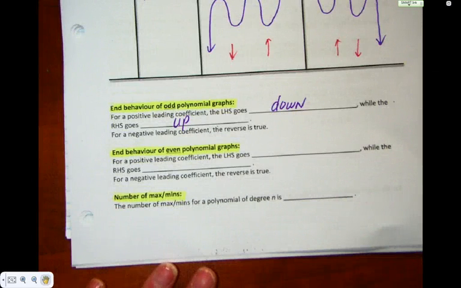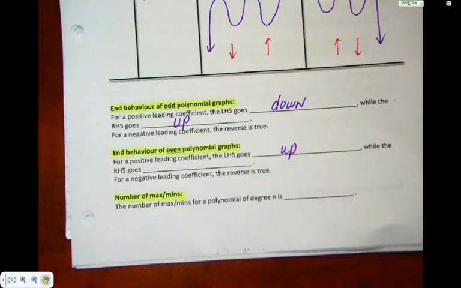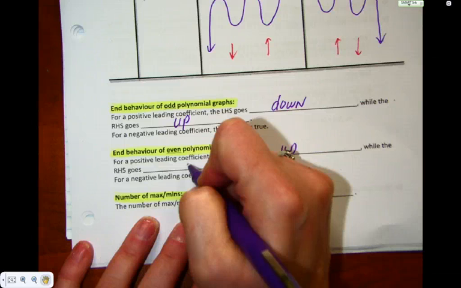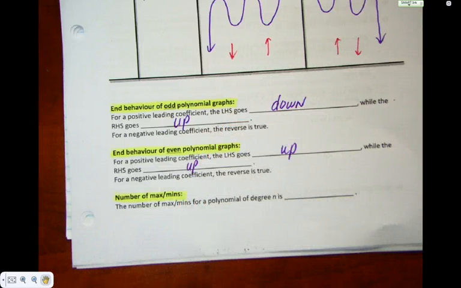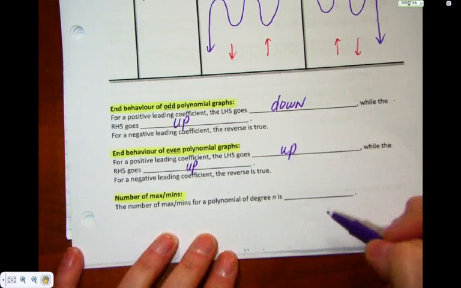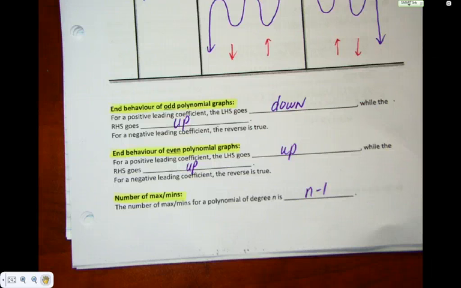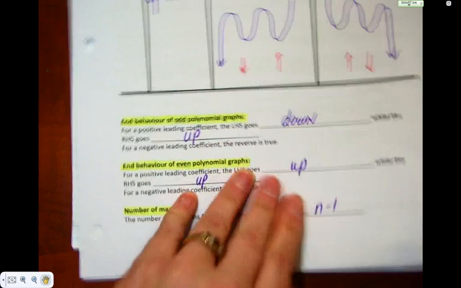What about for our even polynomial? Okay, so just look up at the quartic. Left-hand side goes up. Right-hand side goes up. And for the negative leading coefficient, the reverse is true. The number of max mins for a polynomial of degree n is? N minus 1. So degree of 1 has 0 or none. Degree of 2 has 1. Degree of 5 has? Degree of 10 would have? Ooh, imagine how much fun those are going to be.